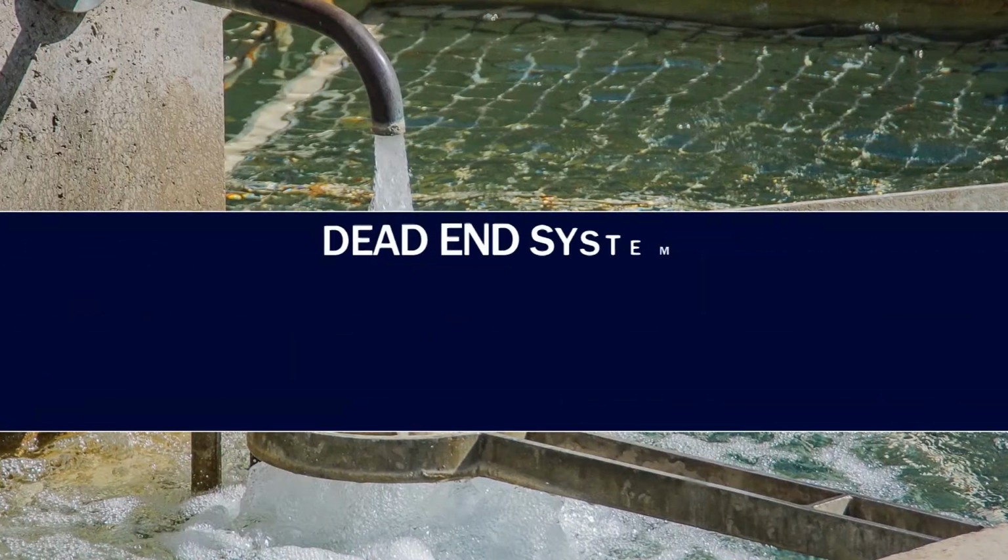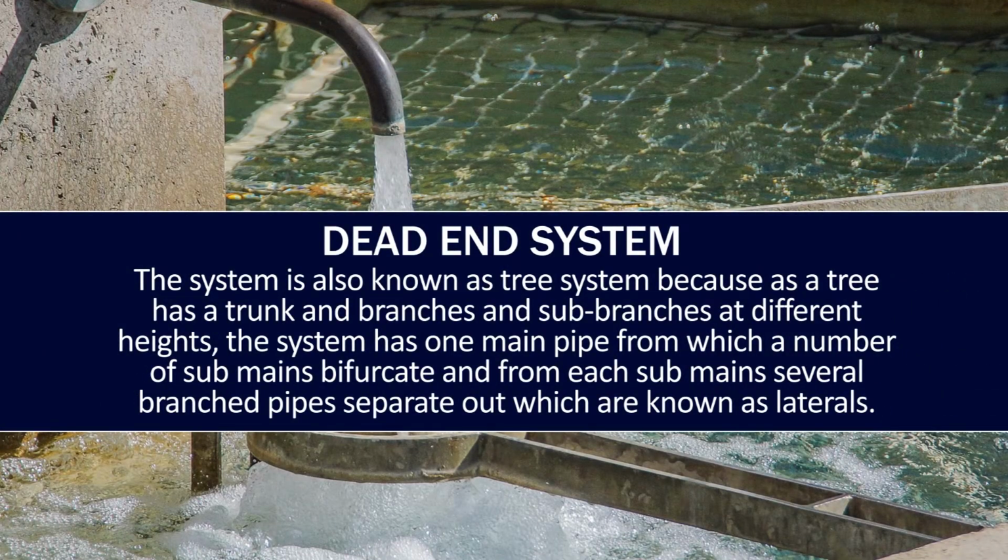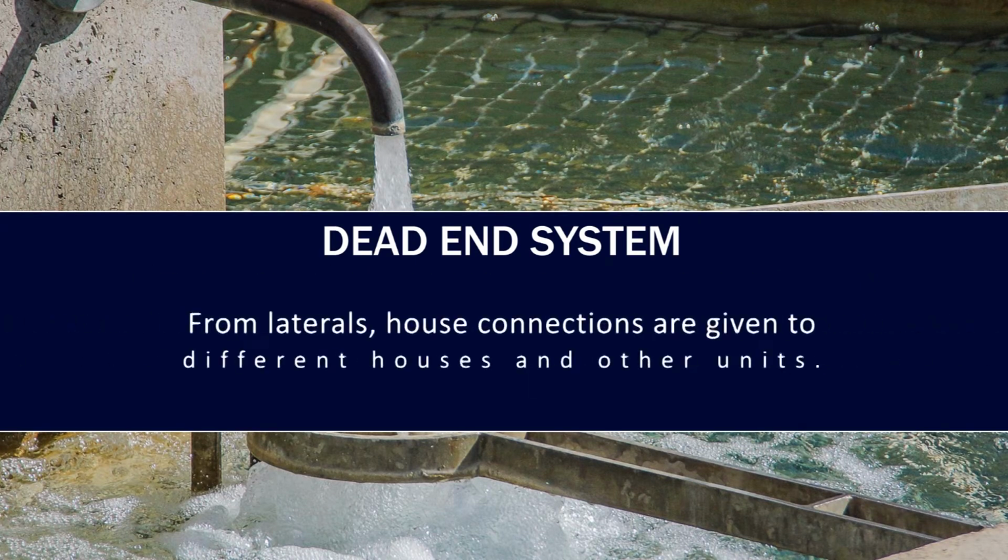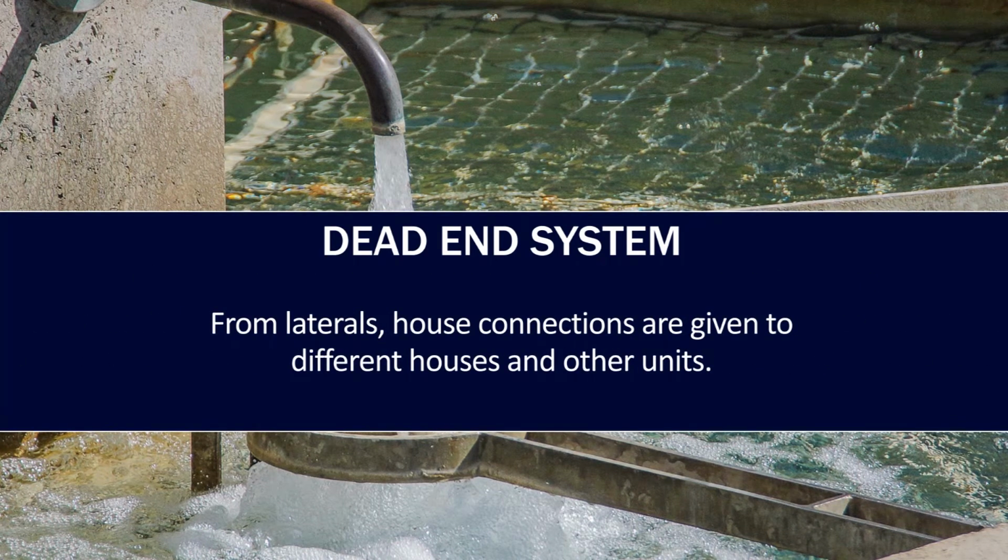Dead end system. The system is also known as tree system because, as a tree has a trunk and branches and sub branches at different heights, the system has one main from which a number of sub-mains bifurcate, and from each sub-main several branch pipes separate out, which are known as the laterals. From laterals, house connections are given to different houses and other units.